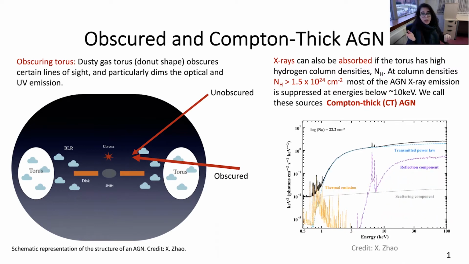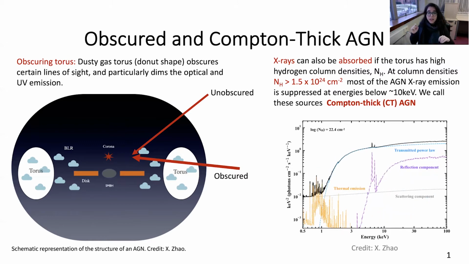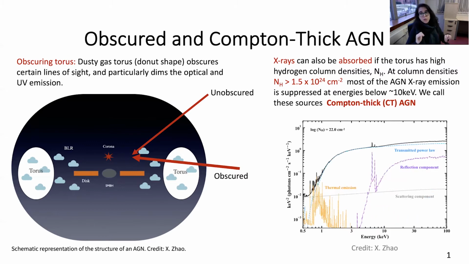Here I am showing how the X-ray spectrum of an AGN changes as a function of the column density in our line of sight. At column densities that are larger than 1.5 times 10^24 per centimeter squared, almost all of the X-ray emission below 10 keV is completely suppressed. We call this type of sources Compton-Thick AGN.